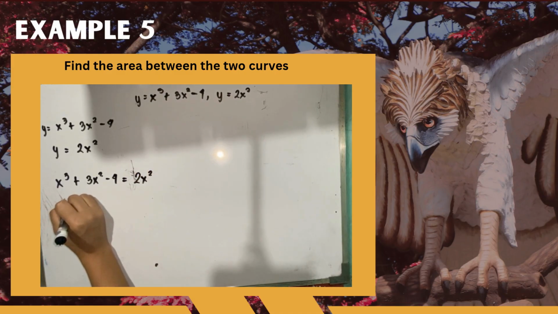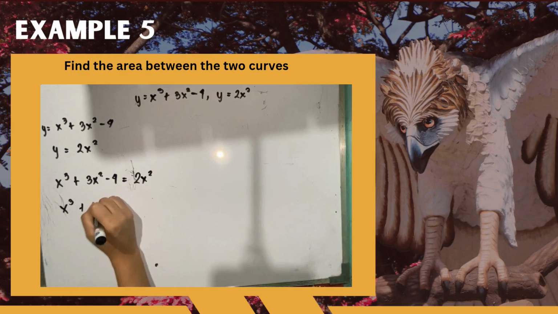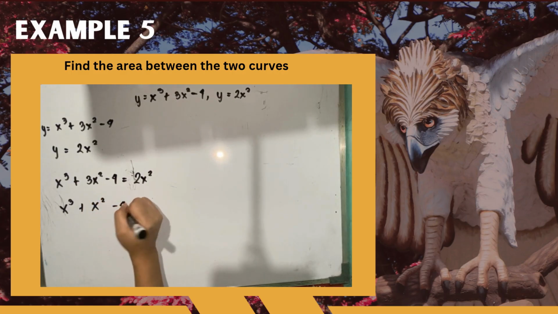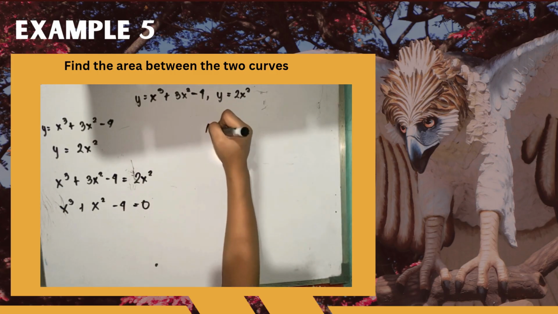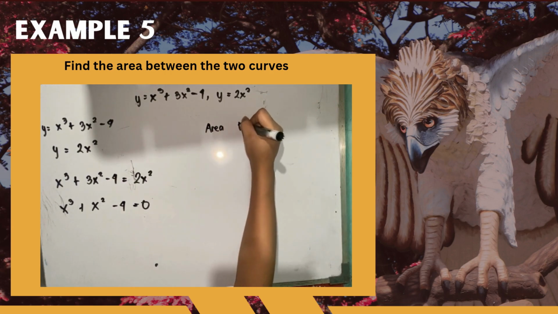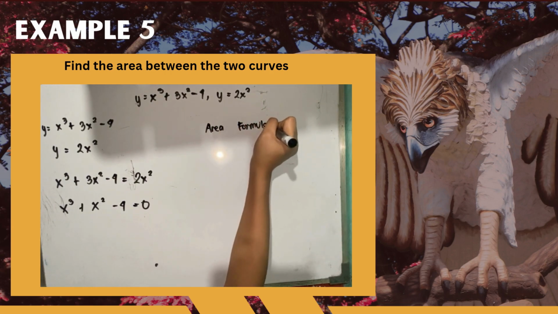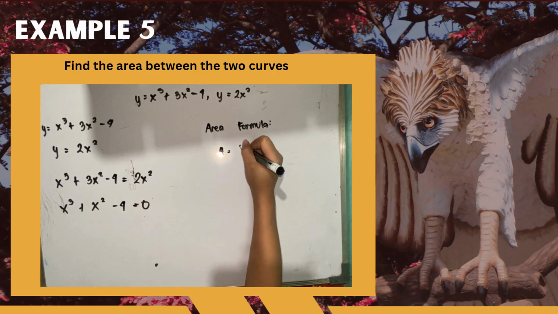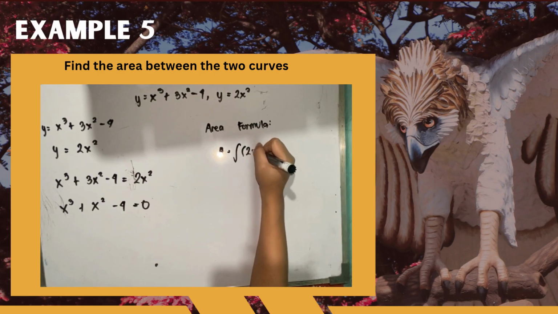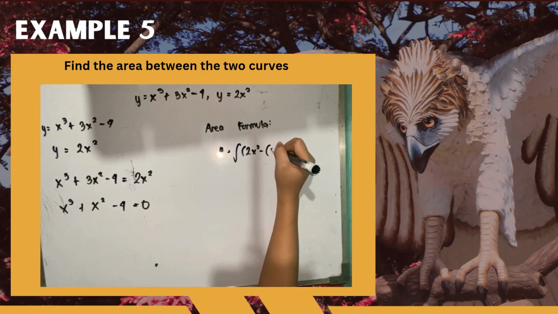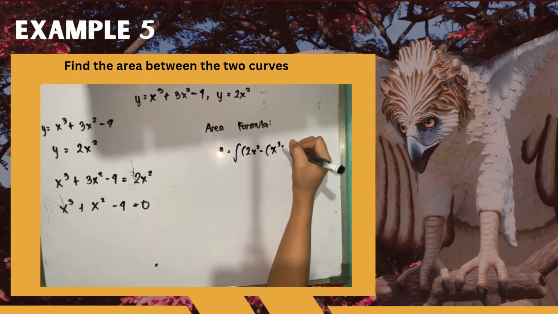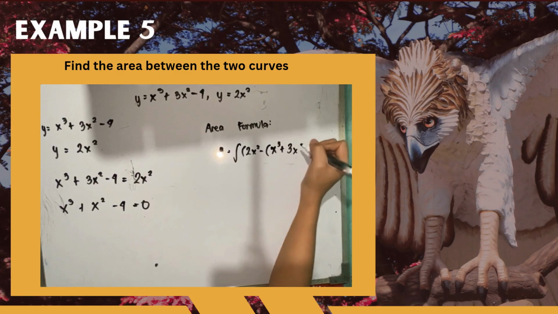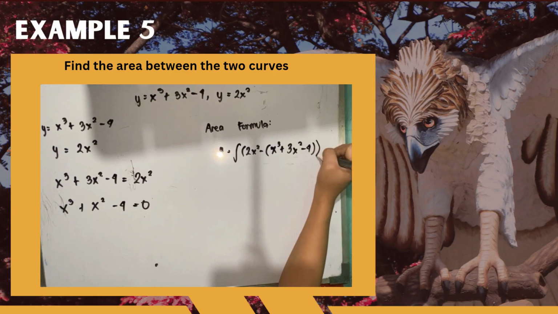So let's simplify the equation. We have x cubed plus x squared minus 4 is equal to 0. So we have to determine the bounds. And now let's set up the area formula. We have the upper curve minus the lower curve. A is equal to the integral of 2x squared minus x cubed plus 3x squared minus 4 dx.